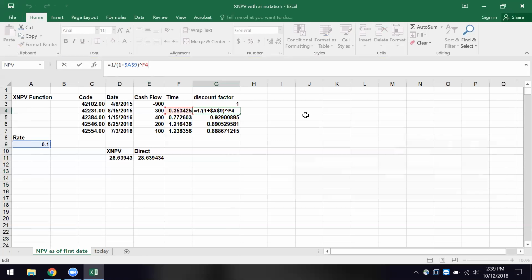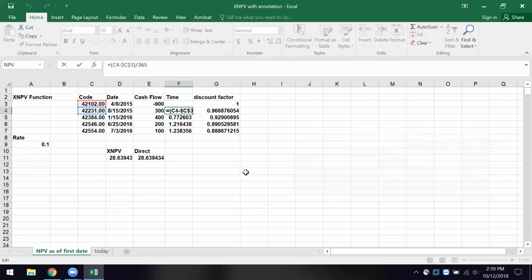Okay? And we'll come to the next one. And this is the power of F5. And this is F6 and F7. This time is this date here, most current minus the earlier, and that's divided by 365 to get it to days. That's all that's going on there.